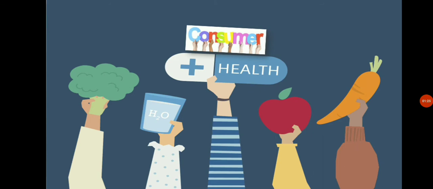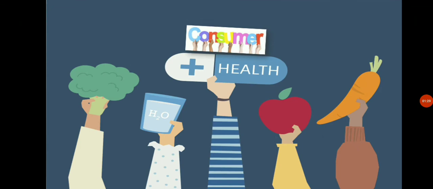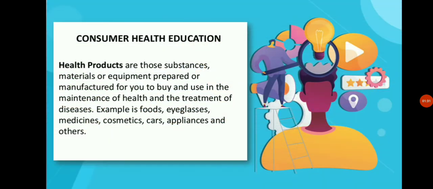Now, let's talk about personal health records. Health products are those substances, materials, or equipment prepared or manufactured for you to buy and use in the maintenance of health and the treatment of diseases. Examples are foods, eyeglasses, medicines, cosmetics, cars, appliances, and others.